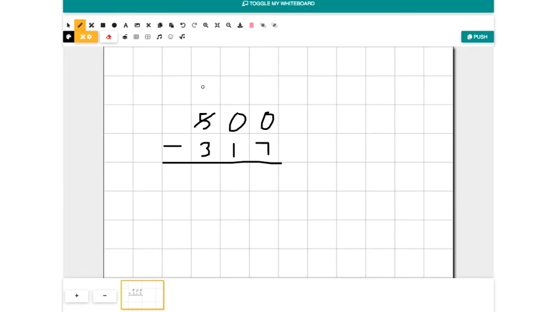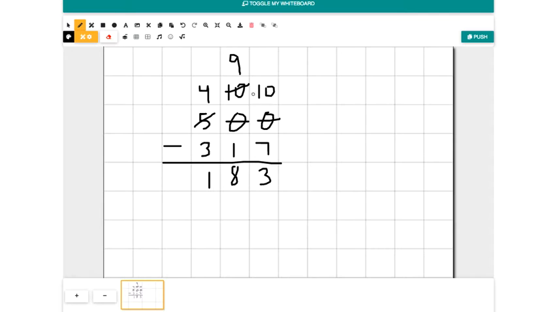So I'm going to cross out my 5. We're going to take away 1, which makes it 4. We're going to add 10 to my 0. Now I can go ahead and borrow from my 10. So my 10 becomes a 9. My 0 becomes a 10. So 10 minus 7 is 3, 9 minus 1 is 8, 4 minus 3 is 1. So that's how you do borrowing across zeros.